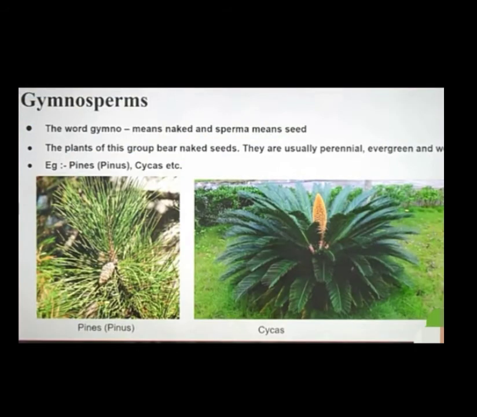And now let us learn about the gymnosperms. The word gymno means naked and sperma means seed. So the plants of this group bear naked seeds, as the name says, and they are usually perennial, evergreen, and woody. So examples of gymnosperm plants are pines, cycas, etc.